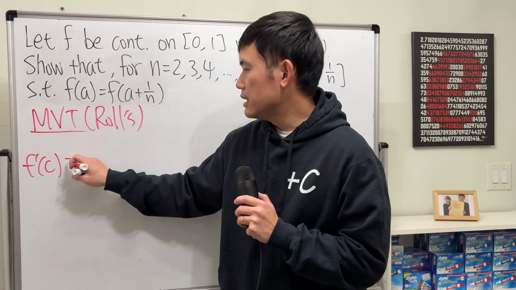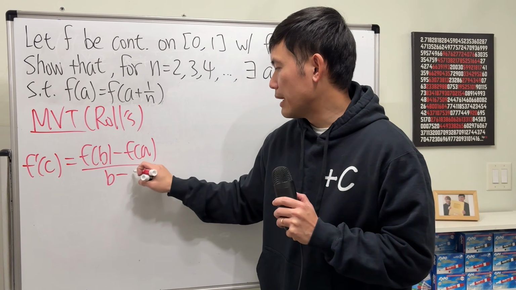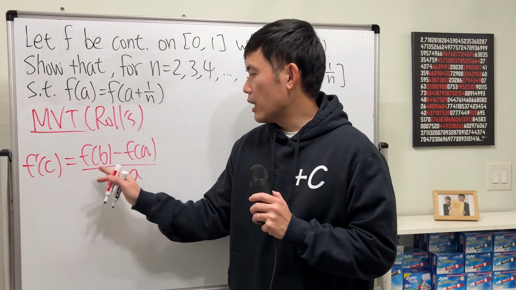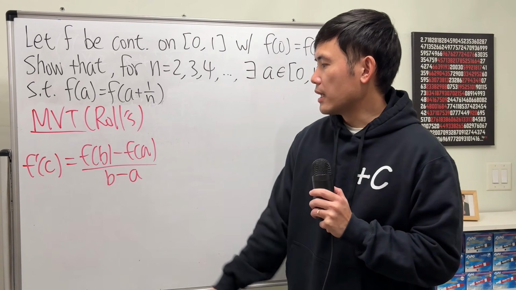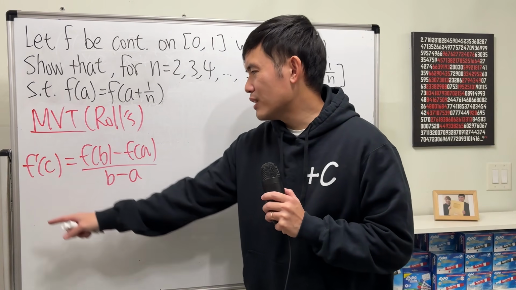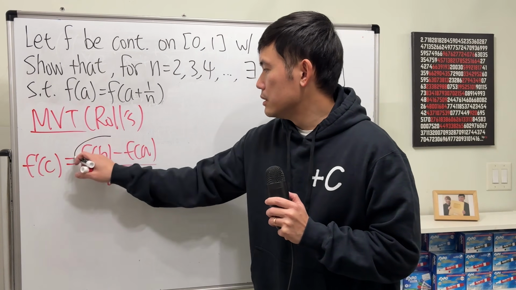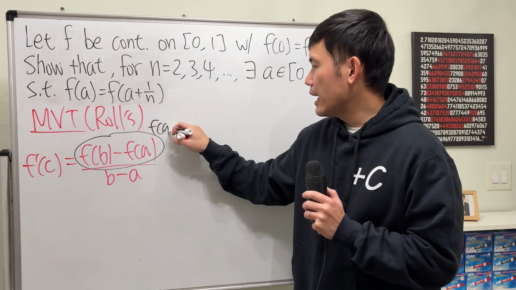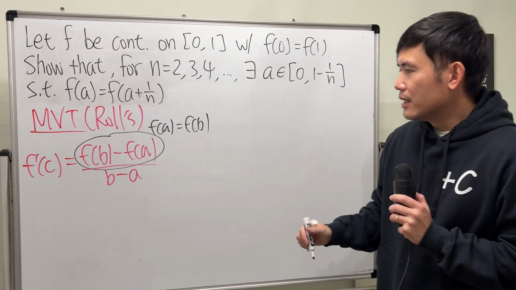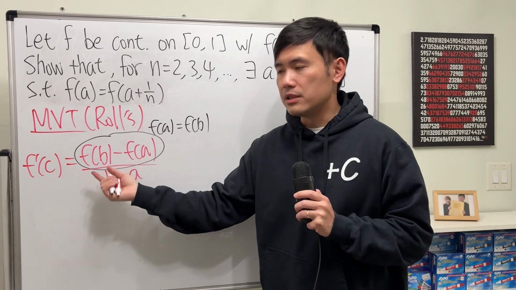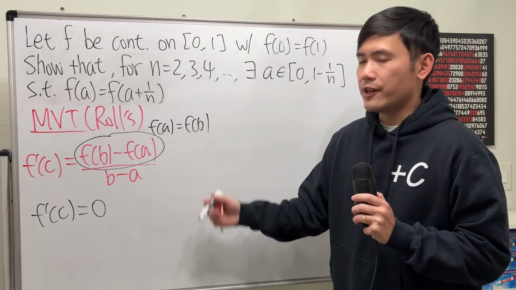f'(c) is equal to (f(b) minus f(a)) over (b minus a), and c is somewhere on the interval (a, b). So the derivative is equal to the slope of the line between the endpoints. Slope of the tangent line is equal to the slope of the secant line. And here's the deal. For Rolle's theorem, if you have f(a) equal to f(b), which is what we have right here, right? Now, if this is the case, then the top will be 0. So we will be getting f'(c) is equal to 0, which is very nice.